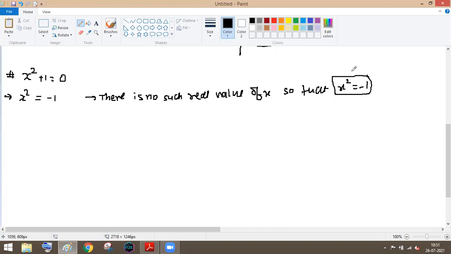In that case, क्या assume किया गया कि ऐसा real x के लिए नहीं possible है, so there is no such real value of x. But if I assume that there will be some imaginary term, some value of x, it's defined that x square equal to -1. तो उसने क्या किया, एक imaginary term introduce किया, and they solve like this.